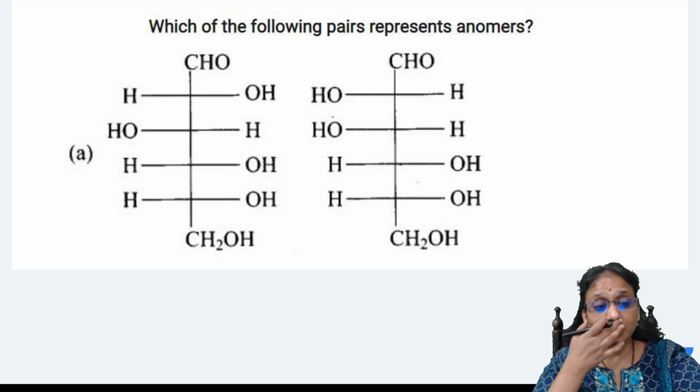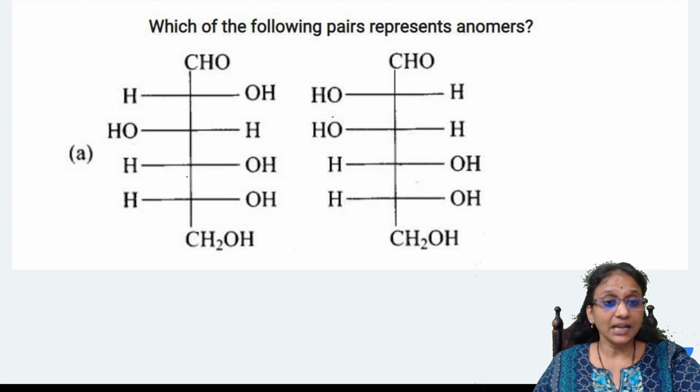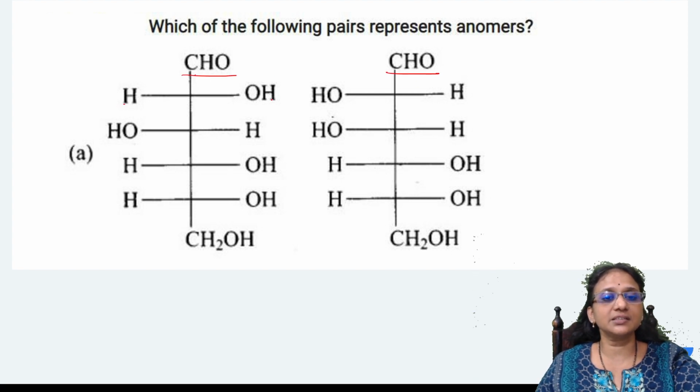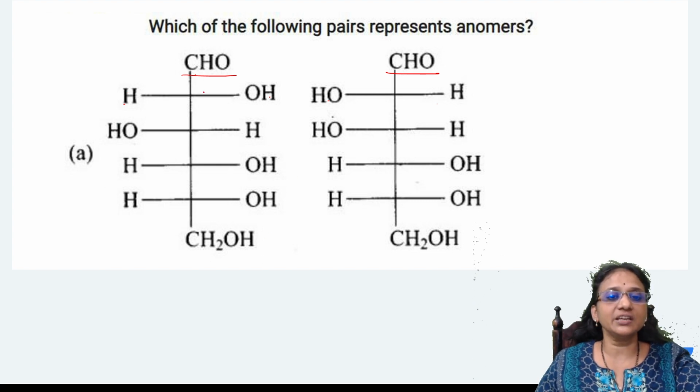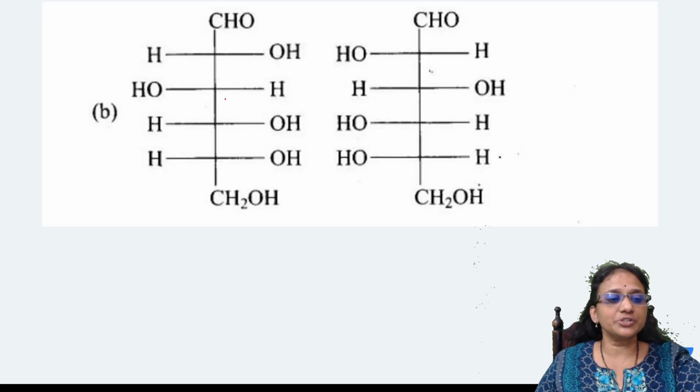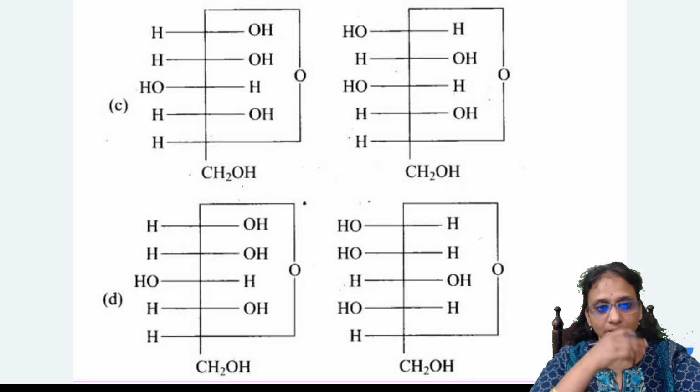Next, which of the following represents anomers? Okay. Anomers means what? Let's see. There's one combination here, right? CHO is here, CHO is here, H is here, H, OH and H. The remaining everything is the same. All right. First combination, it is varying in C1 carbon. Let's take one more option. If I see option B, here also C1 is changing. Okay, C2 also is changing. Done.